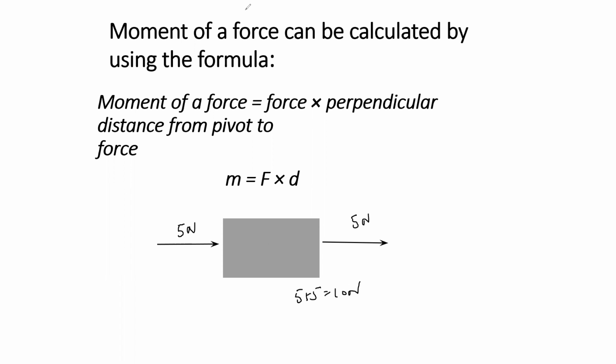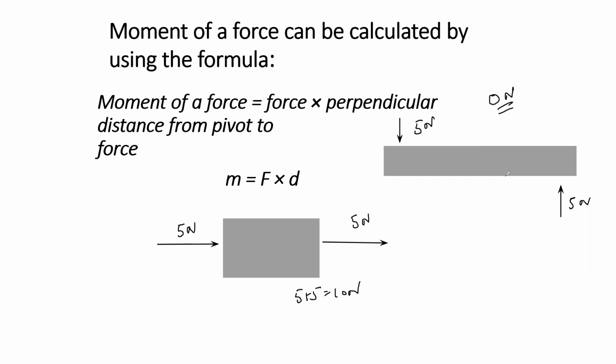In the same way, if an object is there and one of the forces is acting down and another force is acting up, so 5 Newton force is down and 5 Newton is up, what is the result of these two forces? 0. So the resultant force will be 0. I did that in the previous example. Same thing, if two forces of 5 Newton are acting in the same direction.